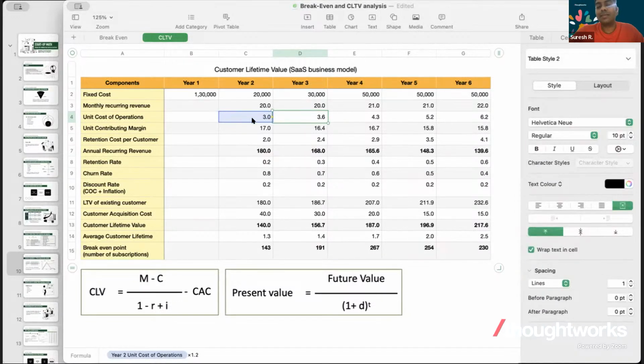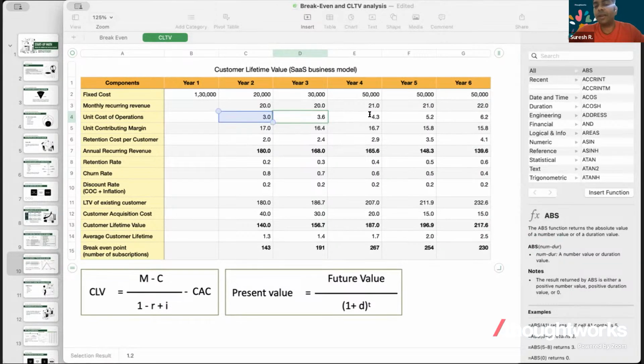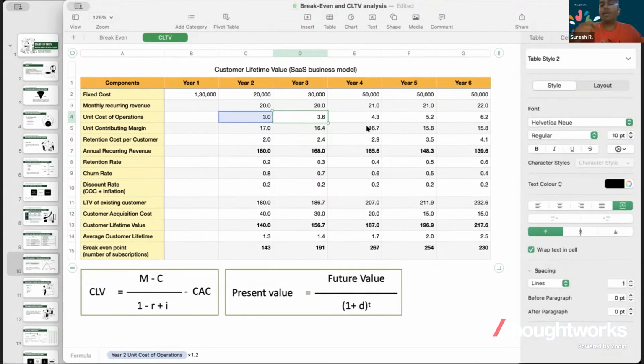Meaning, so this is basically a conservative way of accounting. We are applying the discount rate on our cost, assuming that it's going to increase year on year, right? So from $3, it becomes 3.6 because I've applied a discount rate of 20%. So I'm going to keep spending more and more on my operations because of the returns that I have to pay and the inflation that I have to incur.